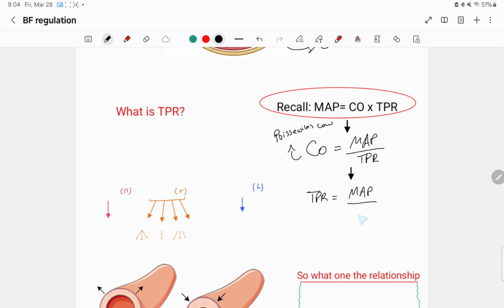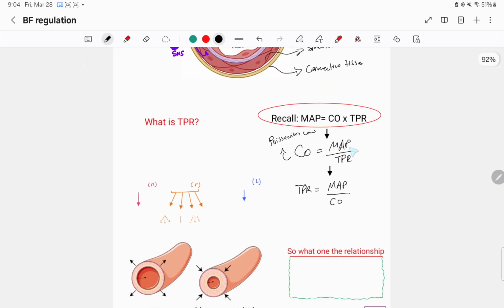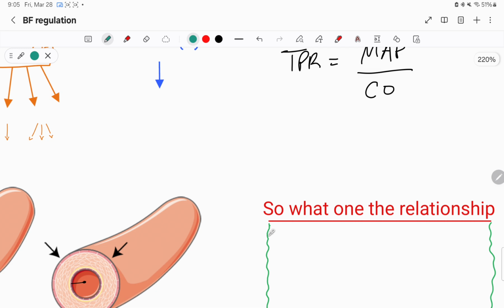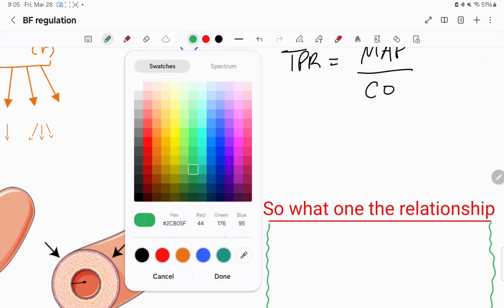Now, why am I telling you all this? Why am I actually drawing these out for you? Well, I'm telling you this because you can derive a lot of important relationships between these variables. And those relationships will help you understand how blood flow is being regulated. So, for example, let's take a look at some of these relationships that we can draw.